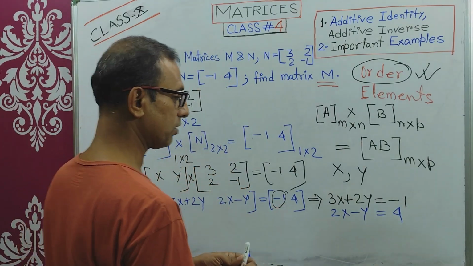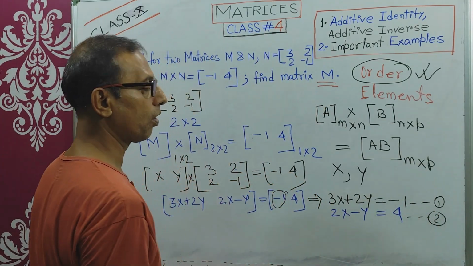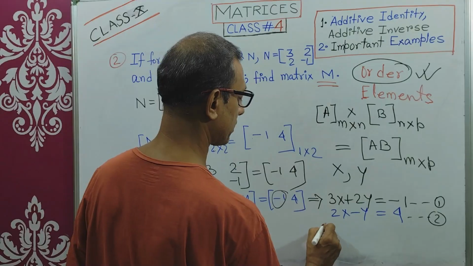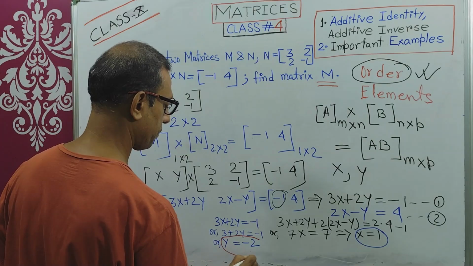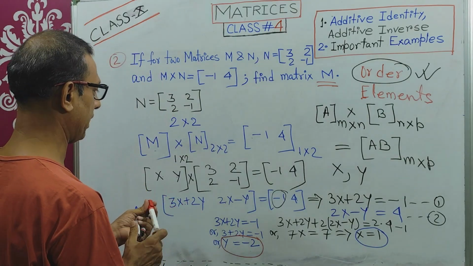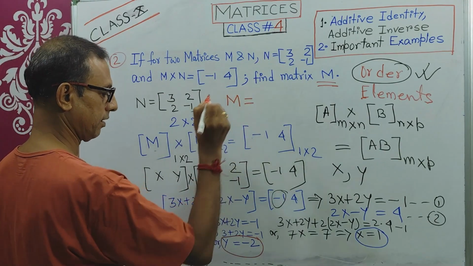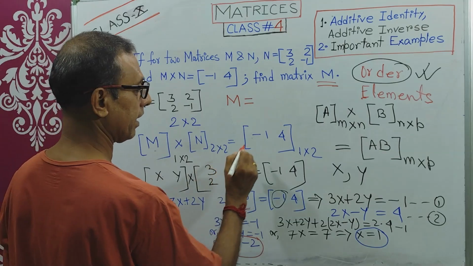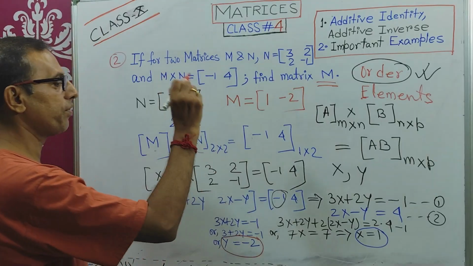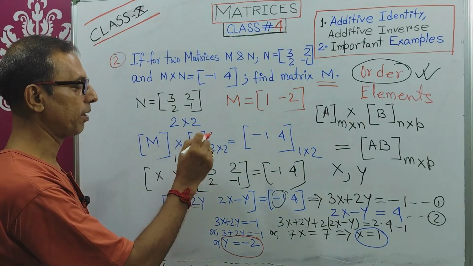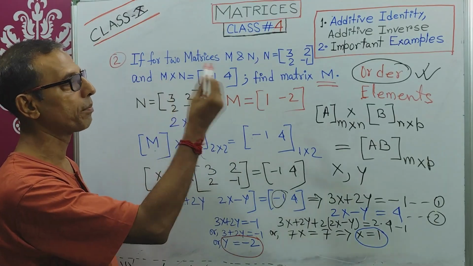This is equation 1, this is equation 2. Now if you solve these two equations, what will be the values of x and y? These two are the values of the elements of matrix M. So what will be matrix M? Matrix M is [x, y], that is [1, -2]. This is a very important kind of problem. Not exactly the same, but that is how you need to resolve it. There are multiple problems like this.